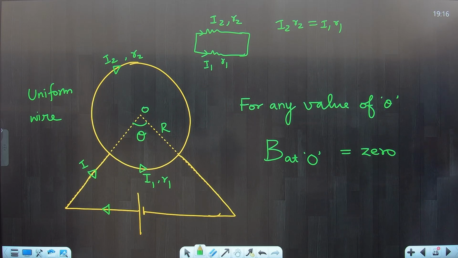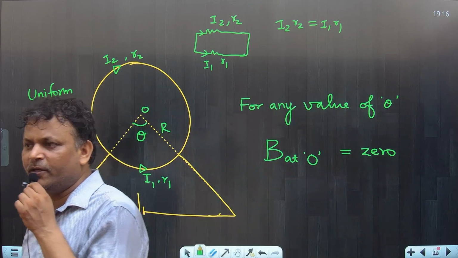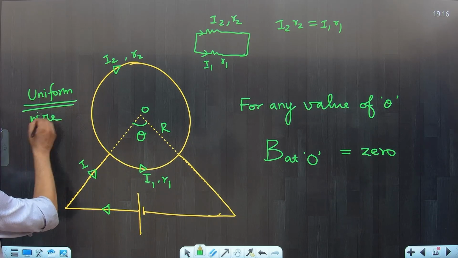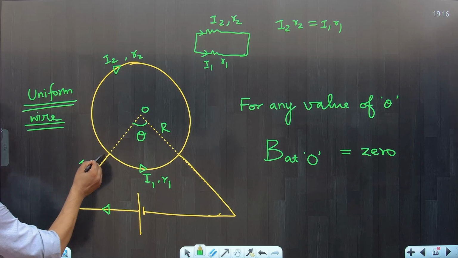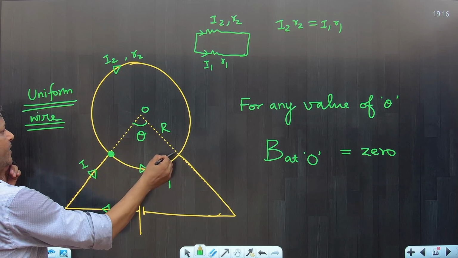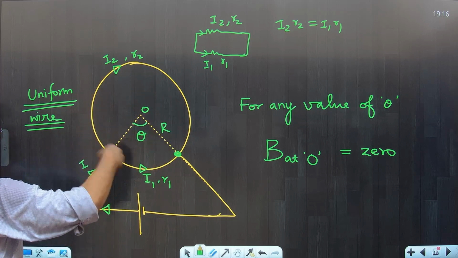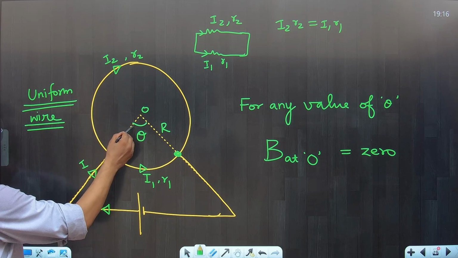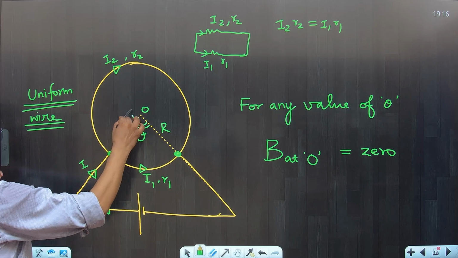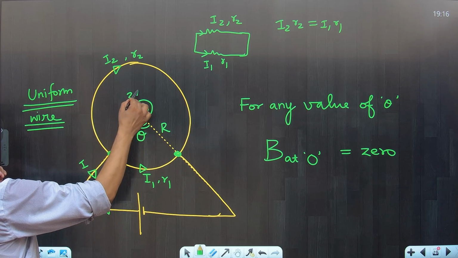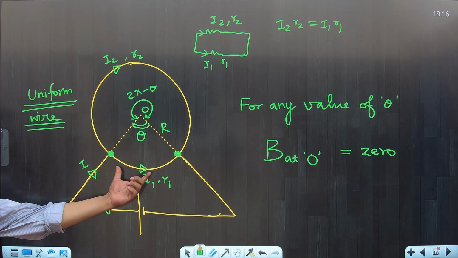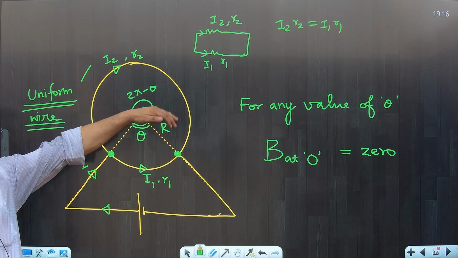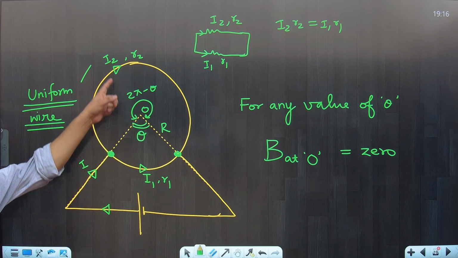Now it is a very important note, and it has been asked many times in JEE and NEET also. See, if there is a uniform wire, and there are 2 points here and here, and current does not go the same way everywhere. You have divided this circle into 2 parts. One part is making angle theta, another part is making 2 pi minus theta. So obviously the smaller part will have a small resistance, because this wire has resistance, and the larger part has large resistance. So current will not be equal on both sides.